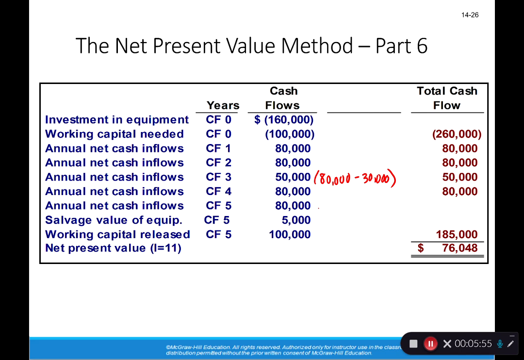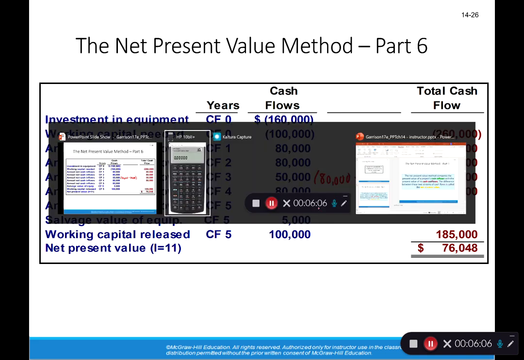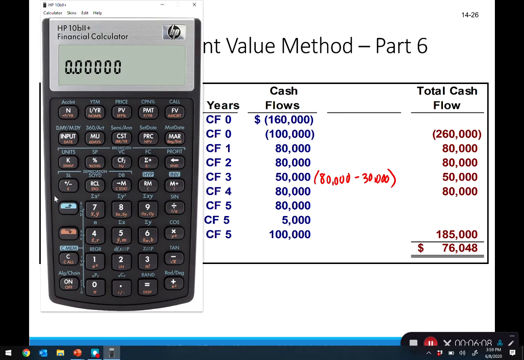To get the net present value, it's quite simple. The hard part is done. Defining when these cash flows occur and if they're positive and negative is the hard part. The easy part is using my HP10b. So the first thing I do is hit down clear to make sure I don't have anything weird in there. And then I'm going to put in my numbers. So 260,000, I'm going to make negative with the positive negative button. And then I hit cash flow and it sets it at cash flow 0.